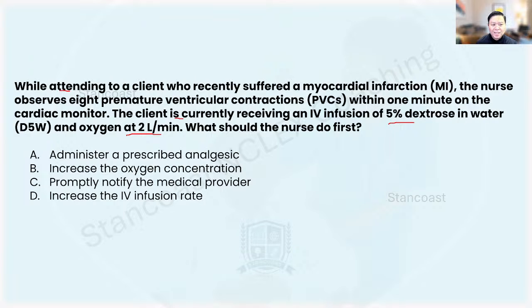Okay. While attending the client who recently had an MI, the nurse observes 8 premature ventricular contractions within 1 minute on the cardiac monitor. The client is currently receiving an IV infusion of D5 water and oxygen of 2 liters per minute. What should the nurse do first? A, administer prescribed analgesic? B, increase the oxygen concentration? C, promptly notify the medical provider? Or D, increase the IV infusion rate?